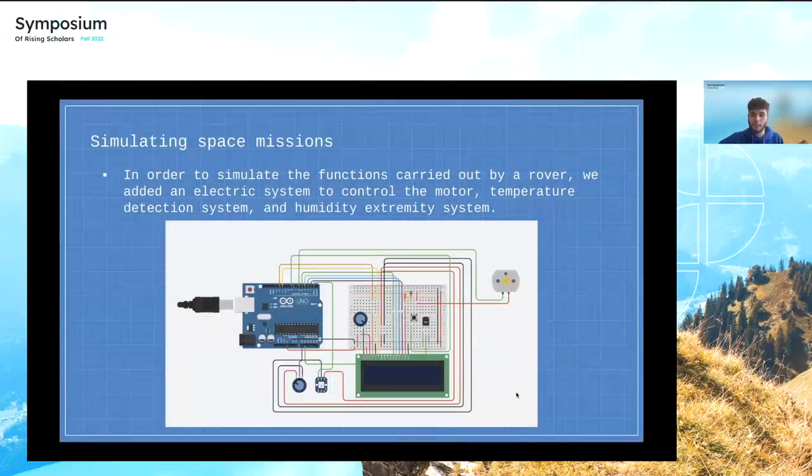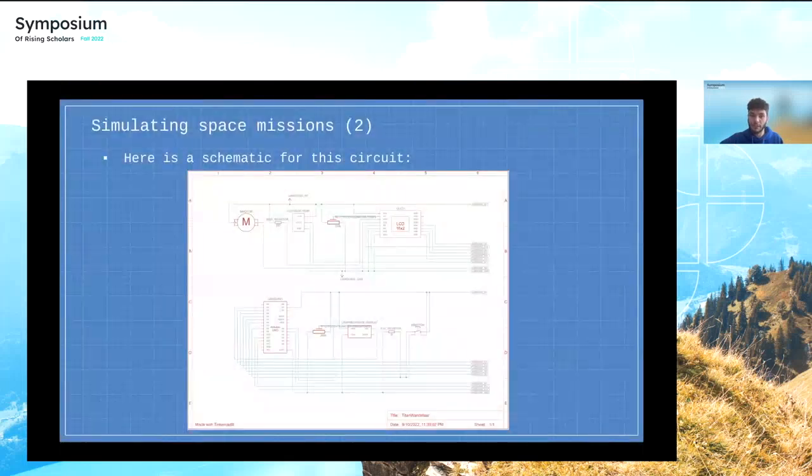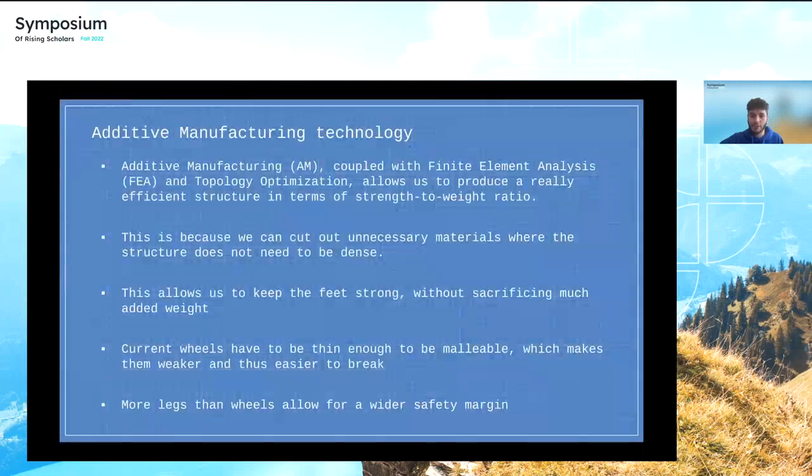So this is the circuitry that powers the whole thing. It also has a temperature sensor and a humidity sensor, basically all the small electronic systems that would be on a rover, just to simulate that Mars experience, or the rover feel, to emulate the function that rovers would do in space. And this is just a schematic for the circuit.